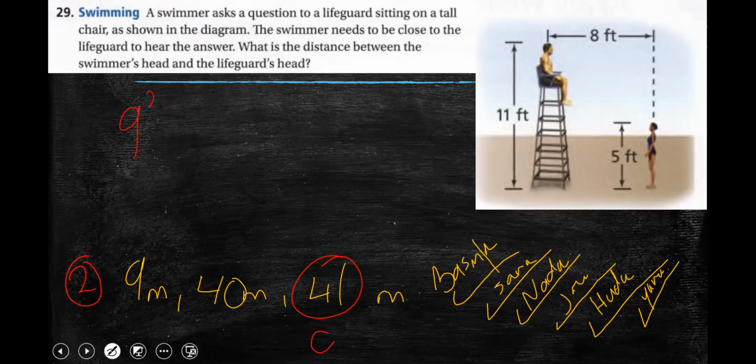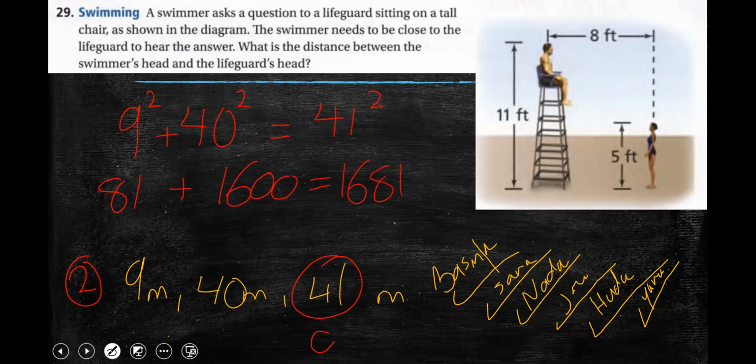9 squared plus 40 squared equals 41 squared. Thank you. 9 squared is 81. 40 squared is 1,600. Equals 41 squared, 1,681. Thank you, Yara. Yara solved it, but Huda no.